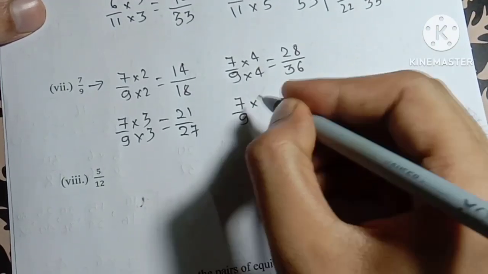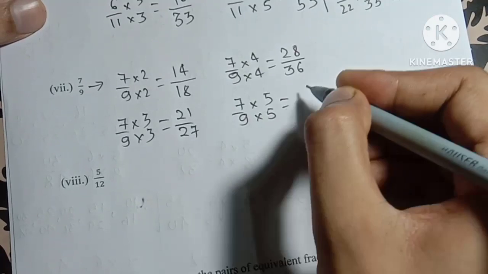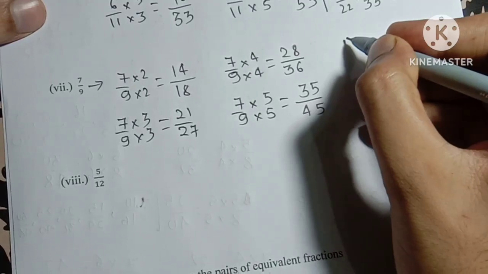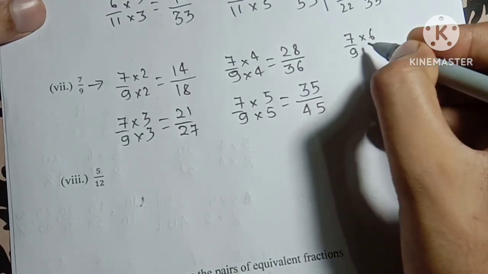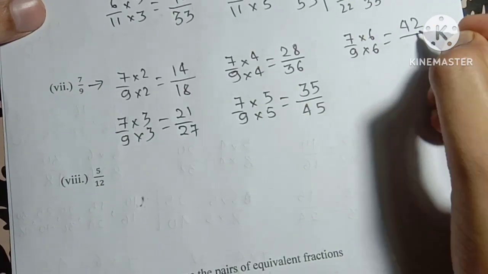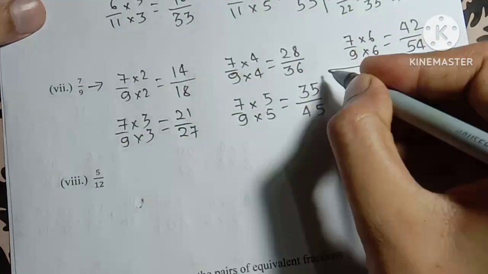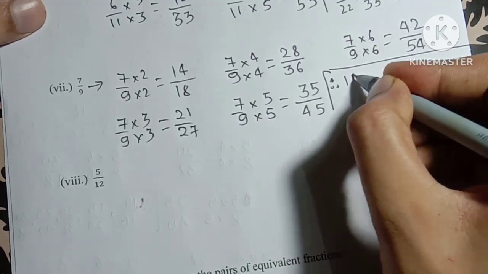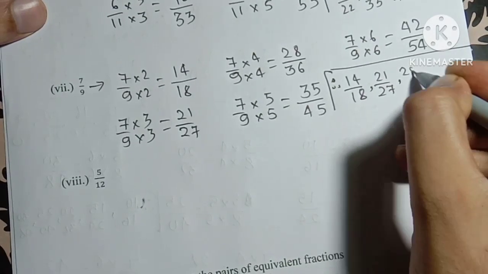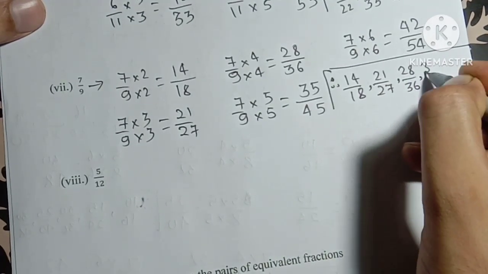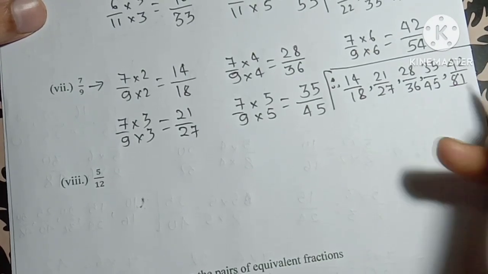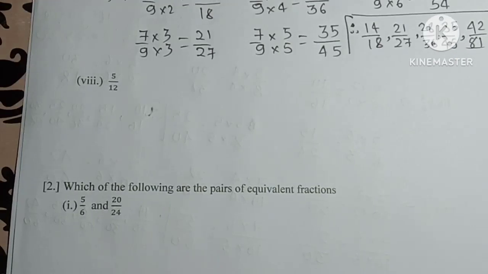For getting the next one, we will multiply both numerator and denominator by 5. On doing so, we will get 35 upon 45. For the last one, we will multiply both numerator and denominator by 6. On doing so, we will get 42 by 54. So in a summarized way, we can write all the equivalent fractions, that is 14 by 18, 21 by 27, 28 by 36, 35 by 45, 42 by 54.